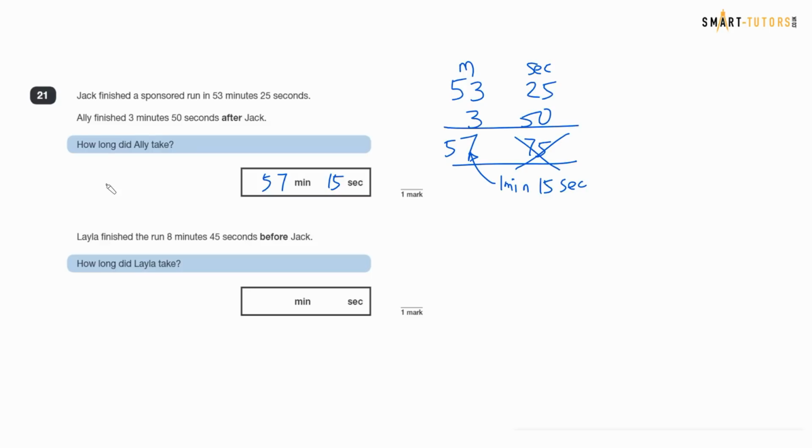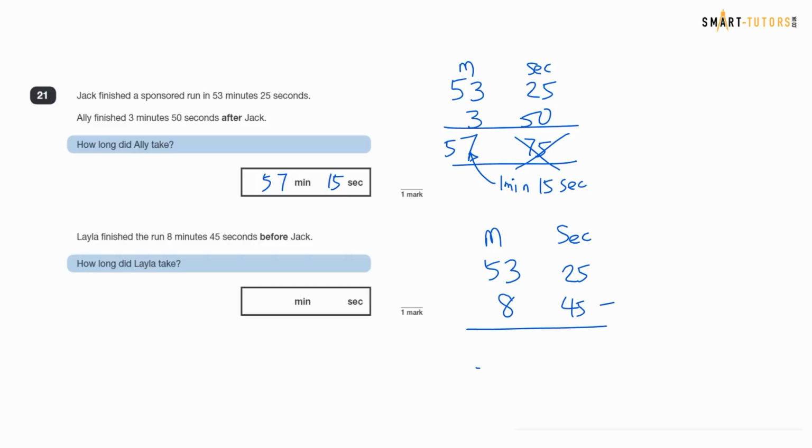Well done, nicely explained. The next one. Laila finished the run 8 minutes 45 seconds before Jack. How long did Laila take? So Laila took 8 minutes and 45 seconds less. That means you have to subtract.